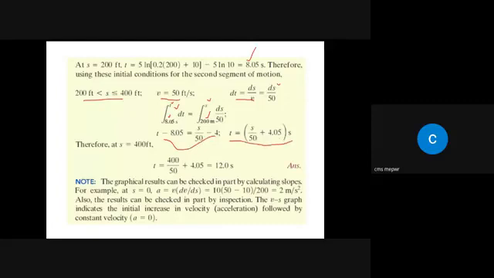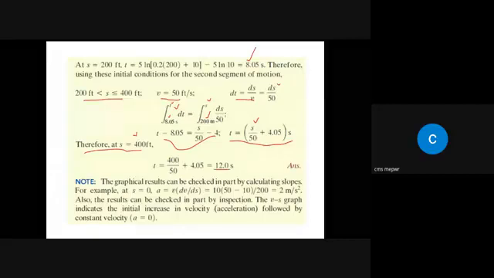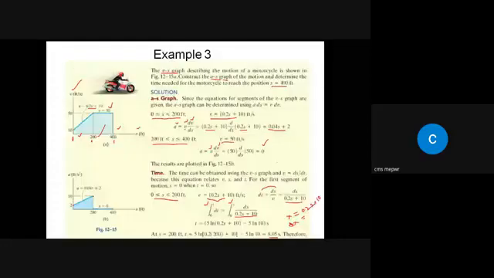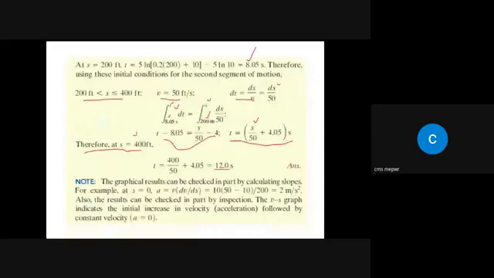plus 4.05. So at s is equal to 400 feet, to reach this 400 feet, you need to put s is equal to 400 over here, and the answer will be 12 seconds. When you solve it, 400 divided by 50 plus 4.05, you get 12 seconds. So the time that this biker takes to reach the 400 feet distance is 12 seconds, right?